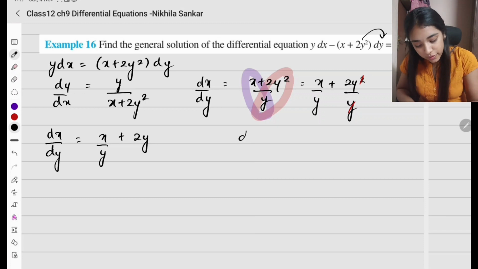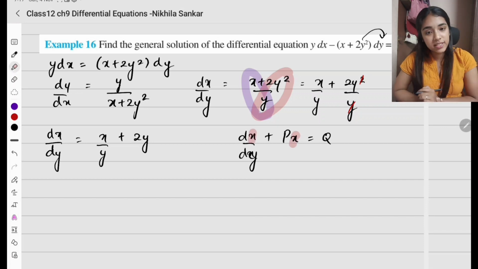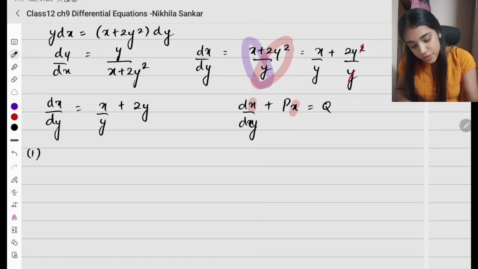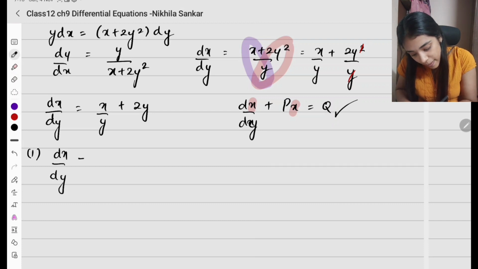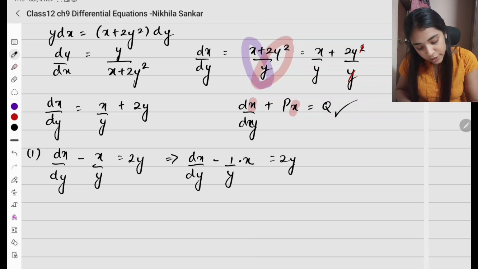So, this should be of the form dx by dy plus px equals q. You remember this? If x is here, then x must be here too, correct? Very nice. Now, shall we bring it to this formula? My first step is to bring it to this particular form. So I have dx by dy minus x divided by y equals 2y. Further, how can we write this? dx by dy minus 1 by y times x equals 2y. Now, this is my p and this is my q.